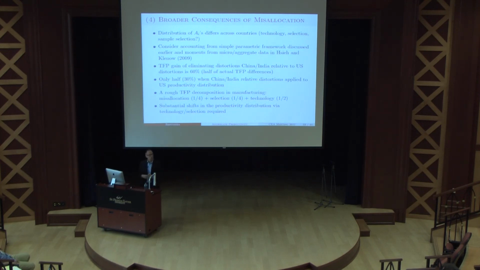So that decomposition will roughly say that, when you look at the manufacturing sector in these specific examples, misallocation will be like a quarter of the gap. Selection maybe a quarter of the gap or maybe less. And technology will be about a half. So obviously, if we're going to think that these policies make a bite, we better connect misallocation to those two channels. Now it's pretty obvious that they're going to be connected.